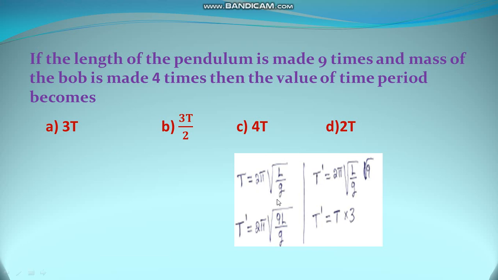But in the second case the length of the pendulum becomes 9 times the initial length. So T dash is equal to 2 pi square root of, instead of L I will take 9L, divided by g. Here also the square root of 9 we keep outside, and the remaining term is the same as T. So square root of 9 is 3 and 2 pi square root of L by g is what? T. So our answer is A.